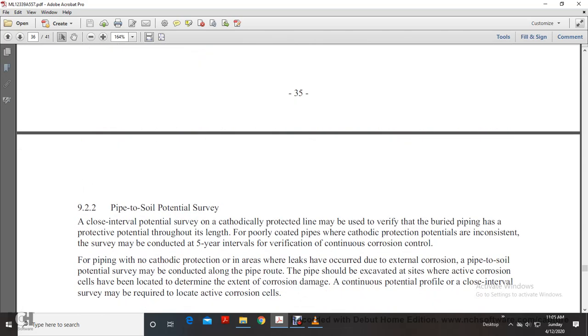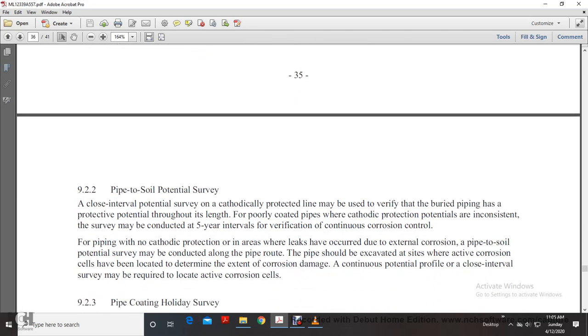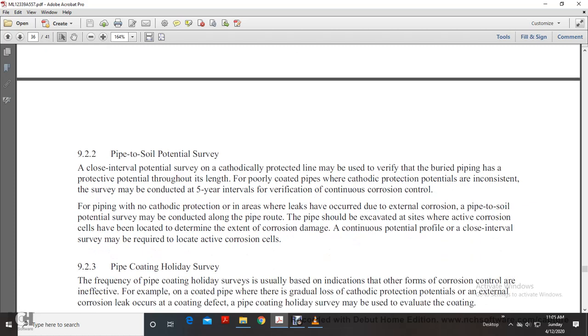922. Pipe to soil potential survey. Closer interval potential survey. Cathodic protected lines may be used to verify buried piping has protected potential throughout its length for poorly coated pipes with a cathodic potential inconsistent with the survey conducted at 5-year intervals for verification of continuous corrosion control.